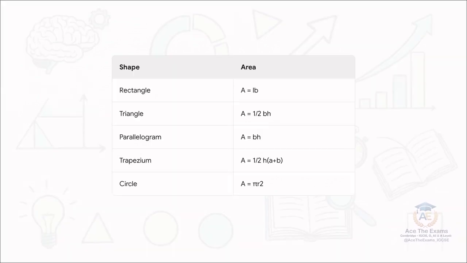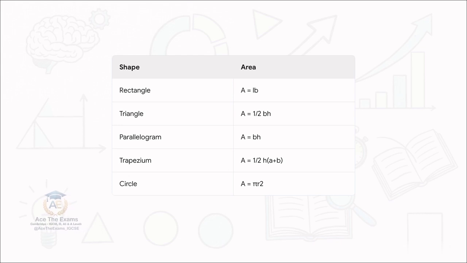Consider this your vital area cheat sheet. From the simplicity of a rectangle's length times breadth, to the triangle's half base times height, all the way to a trapezium's slightly more complex formula using half the height times the sum of the parallel sides, and of course, pi r squared for a circle. Memorizing these specific formulas is non-negotiable.